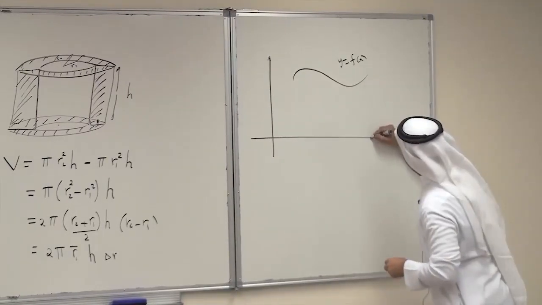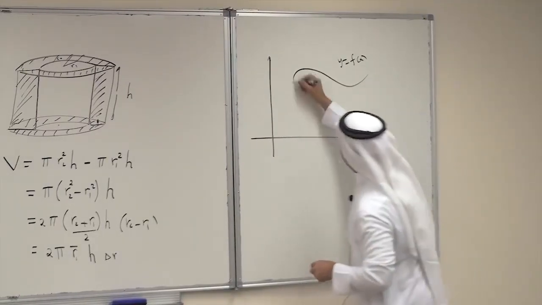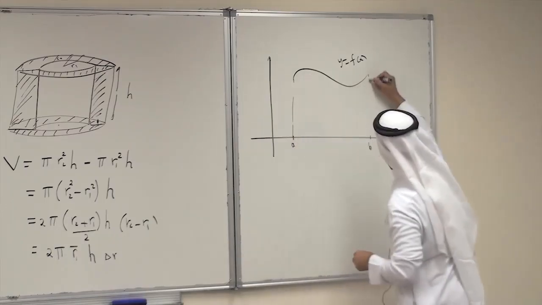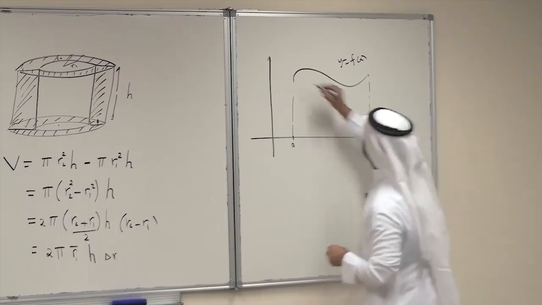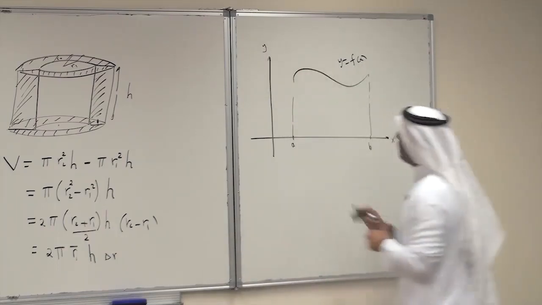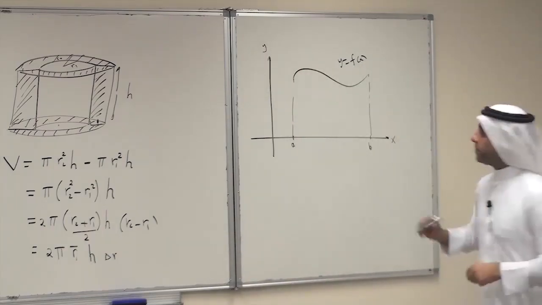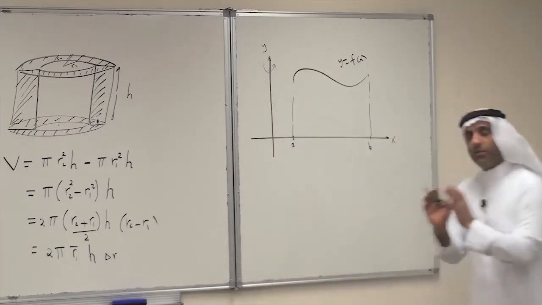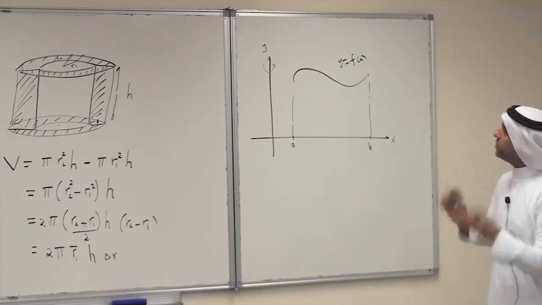So we have a point here called B and a point here called A. So we are considering actually what? This region of the graph. This is the x-axis, this is the y-axis, and we have y equal to f of x. What we need to do, we will rotate this one around the y-axis, and we are trying to find the volume. So what should we do?